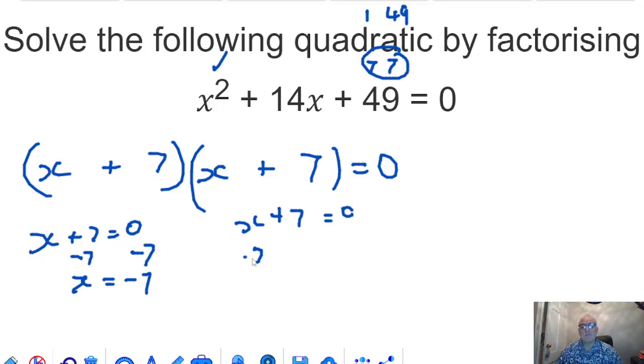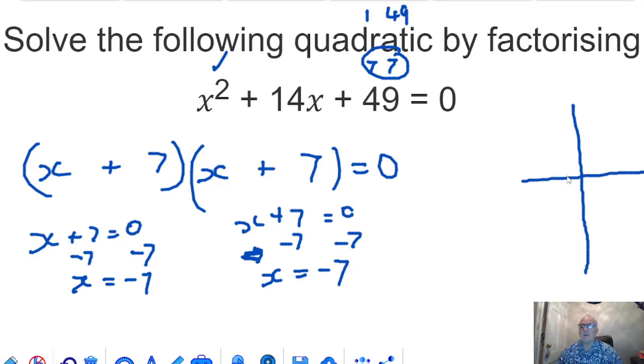This one is slightly different to the last one, in the sense that the last one had two solutions, negative 4 and negative 6. This one's only got one solution, negative 7. If we wanted to plot this, the last one had negative 4 and negative 6, so my graph would come down, curve round and go back up again. Whereas this one only has one solution, which is negative 7. So my graph comes down, the turning point is at negative 7, and it goes back up again.